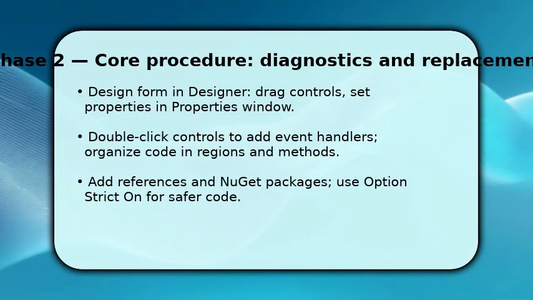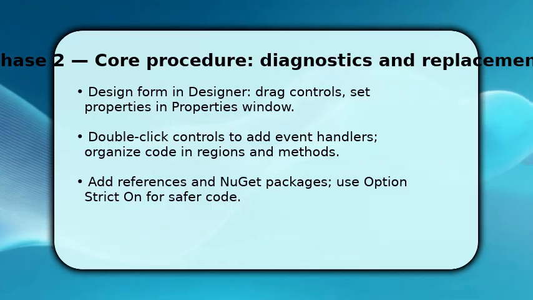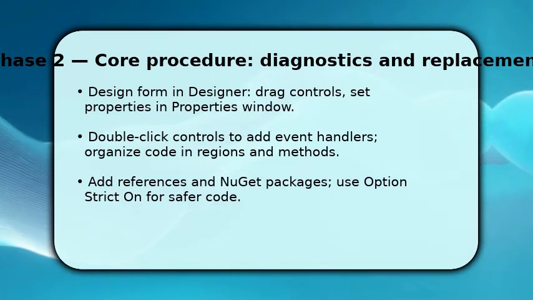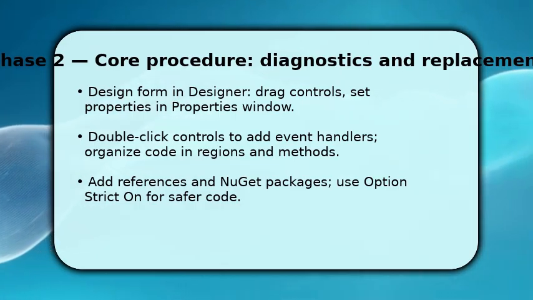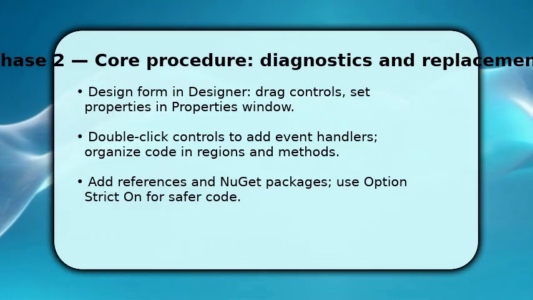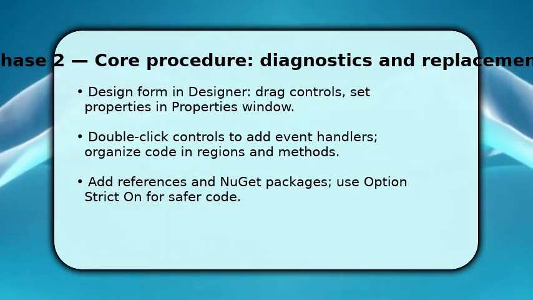You now construct the interface and wire behavior. Use the designer to position controls, then set properties for names and defaults so your code is readable. Once controls are placed, double-click to generate event handlers and implement logic. Keep methods small and use regions or partial classes to separate UI from business logic. Make sure to add NuGet packages or references early, and set Option Strict On to catch type issues at compile time, which saves debugging later.